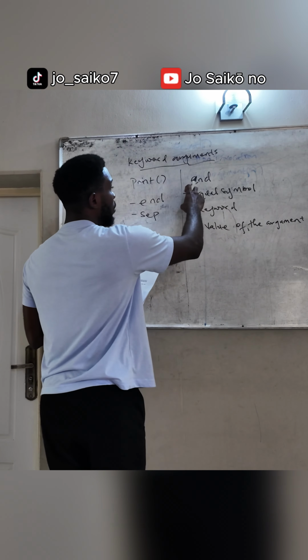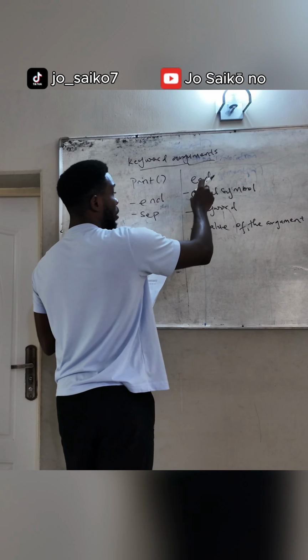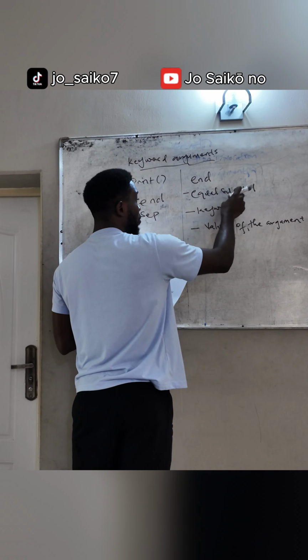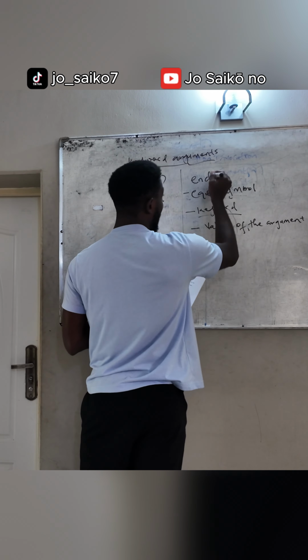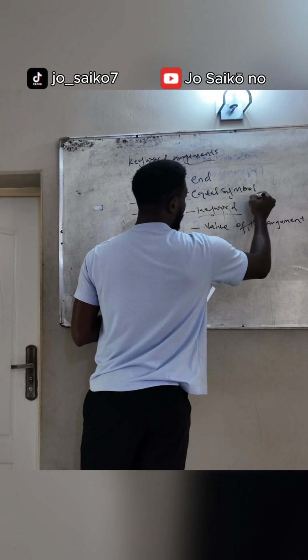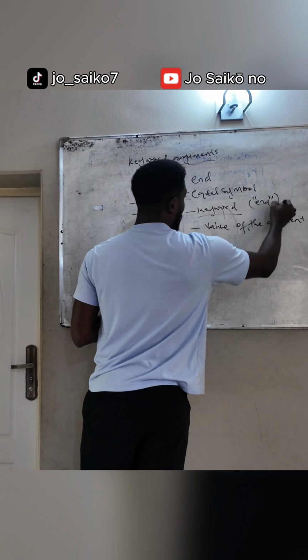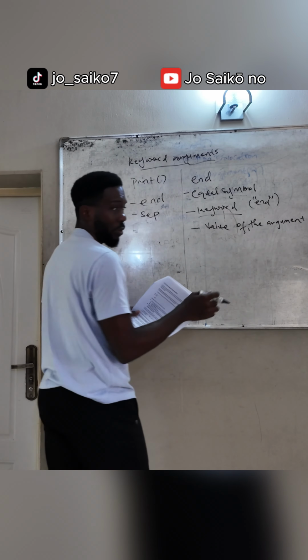So there's the end, right? So three things you're taking note of. To use this end, you have to take note of the equal symbol, the keyword itself, which is the end, and there's the value of the argument.